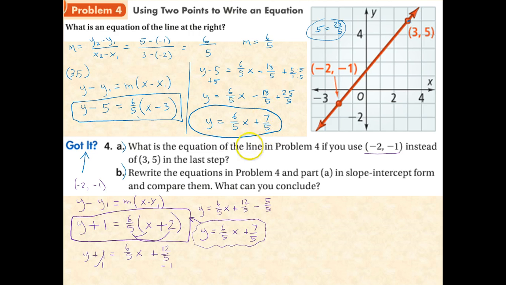What do you notice about slope-intercept form? Doesn't matter which point we use to get our point-slope form. When we change it into slope-intercept form, it'll always be the same because there's only one y-intercept for a line. And that's the truth.